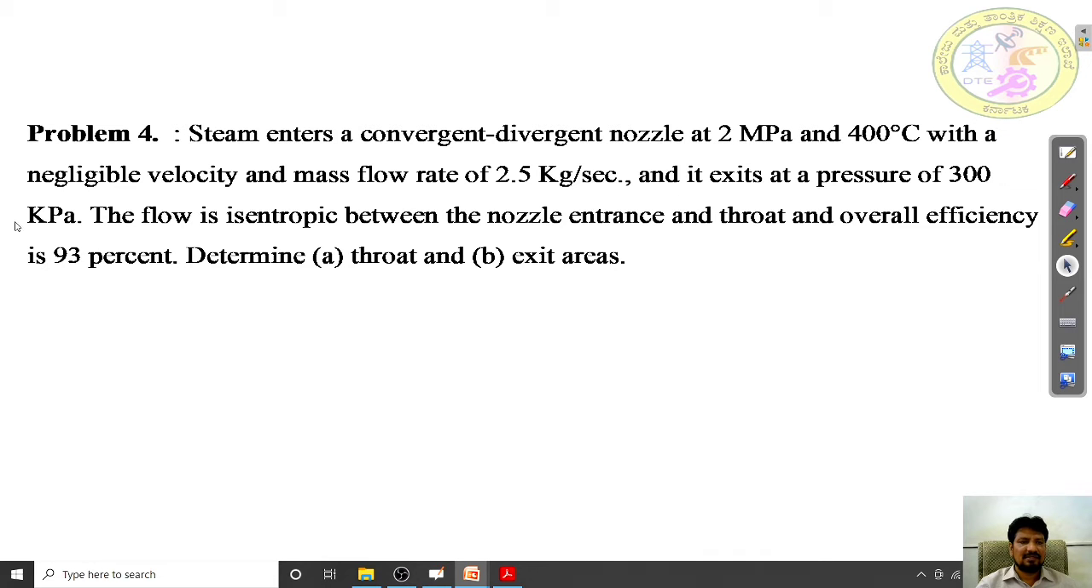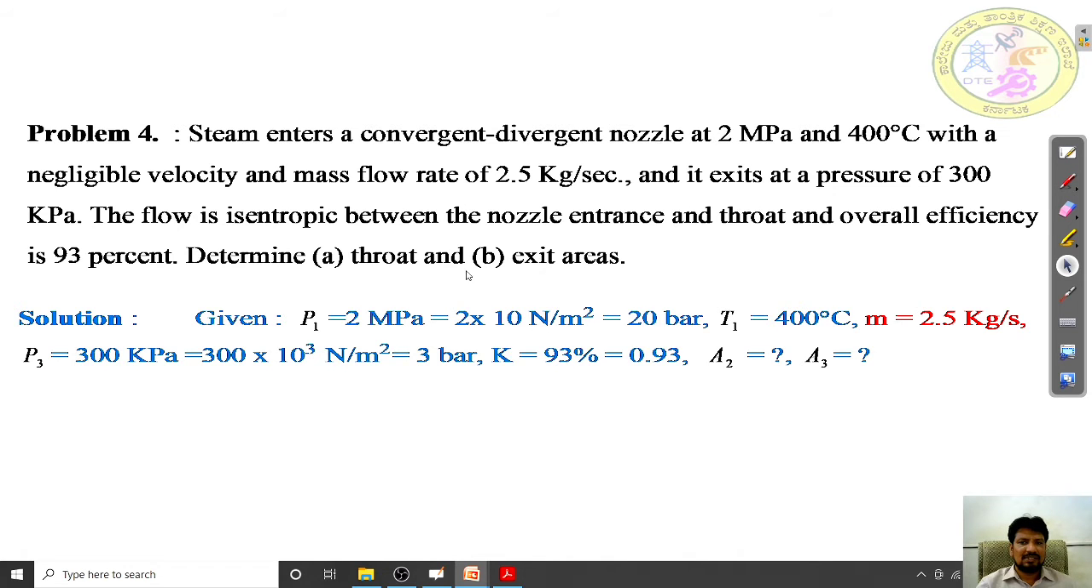Exit pressure is 300 kilopascal. The flow is isentropic between the nozzle entrance and throat, and the overall efficiency is 93%. Then determine the throat and exit area. So here you find the area at the throat and the area at the exit of the nozzle.